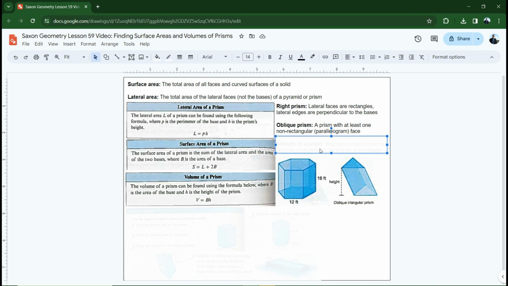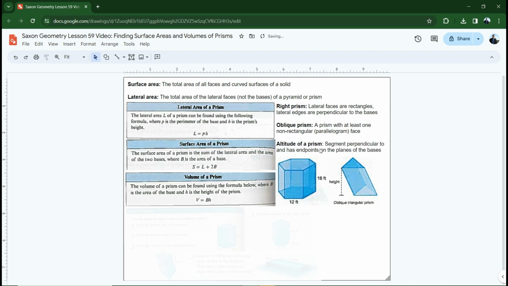So what we end up defining the altitude of a prism as, and pay attention to this, it's a segment that's perpendicular to the planes of the bases. Okay, so this is perpendicular to both bases and has endpoints on the planes of both bases. Yeah, that's how we have to define an altitude, because we're not dealing with a figure that's standing straight up anymore.